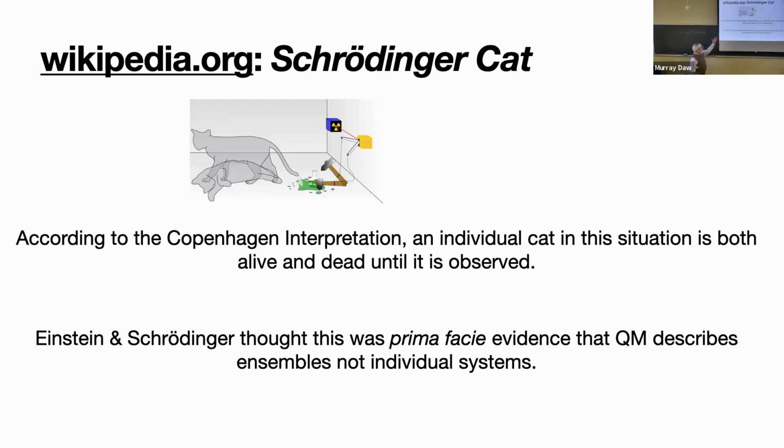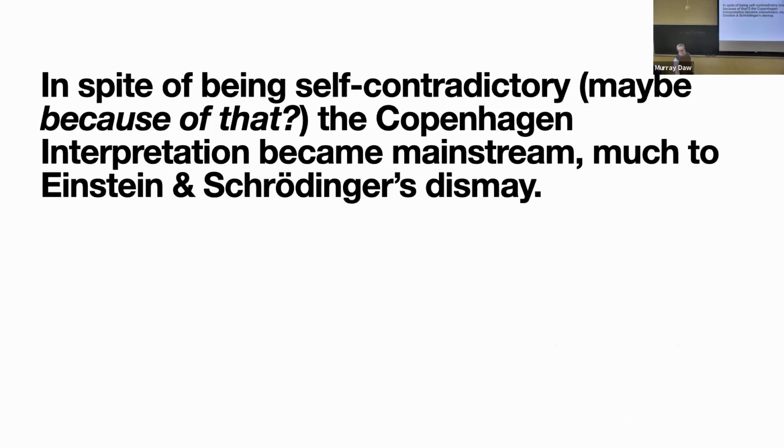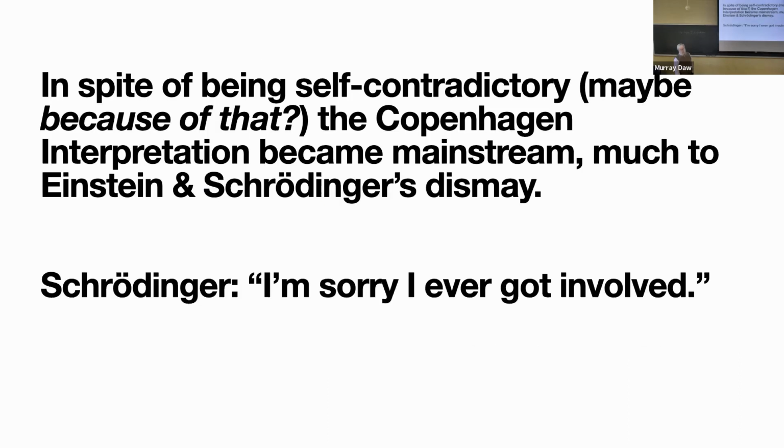So Einstein and Schrodinger thought, well, that's clear evidence against it, but it survived and it became part of the teaching paradigm. I wonder if Schrodinger rolls in his grave because of it. Right there. He said, if I had known it was going to come to this, I never would have gotten involved in the first place.